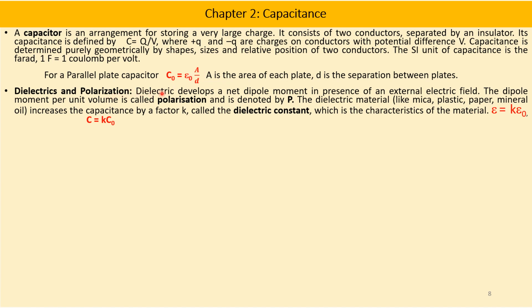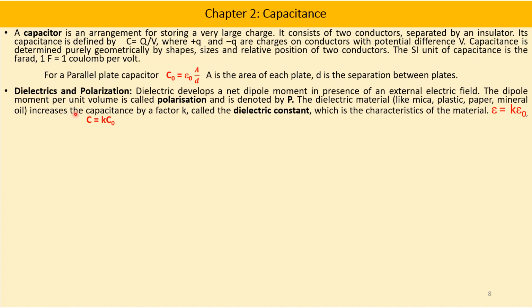Dielectric polarization. A dielectric develops a net dipole moment in the presence of an external electric field. That is, a dielectric is the material which is embedded between two plates. So the dielectric develops a net dipole moment in the presence of an external electric field. The dipole moment per unit volume is called polarization and is denoted by the capital letter P. The dielectric materials are mica, plastic, paper, mineral oil, etc.